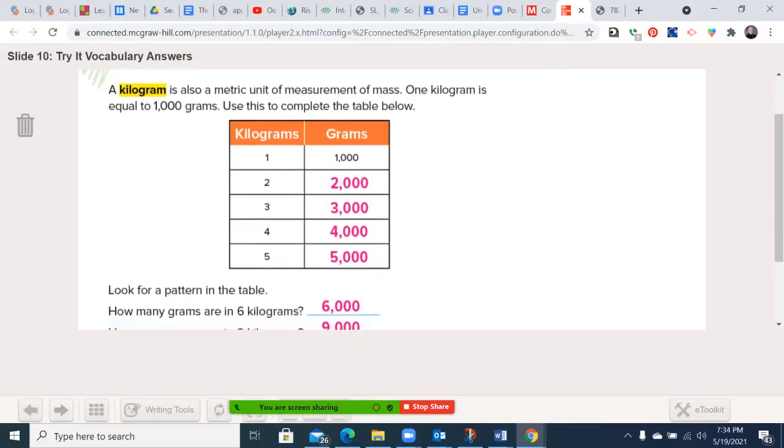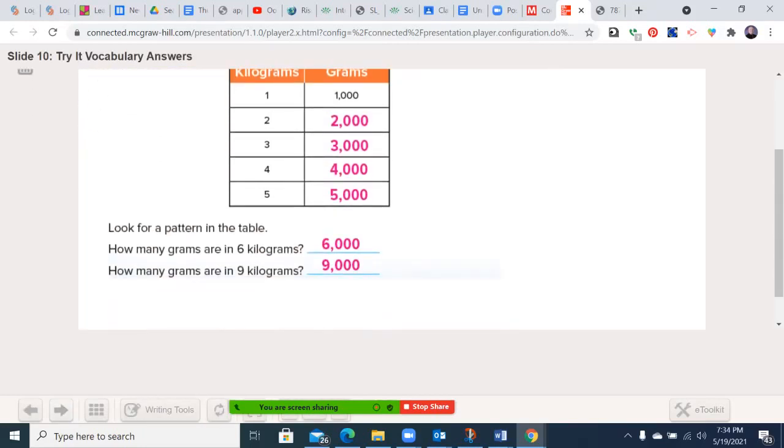And I'm just going to bring this up. You all have to start writing in it. 2 kilograms is 2,000 grams. 3 kilograms is 3,000 grams. Do you see a pattern? There are multiple patterns here. One is for every kilogram up, I added 1,000 grams. Also, see I have a 1 and a 1, a 2 and a 2, a 3 and a 3.